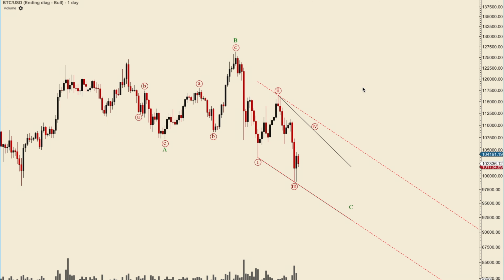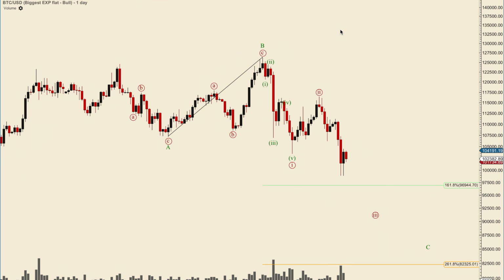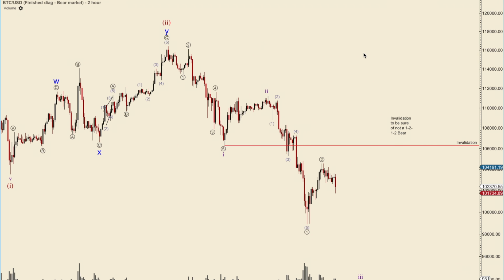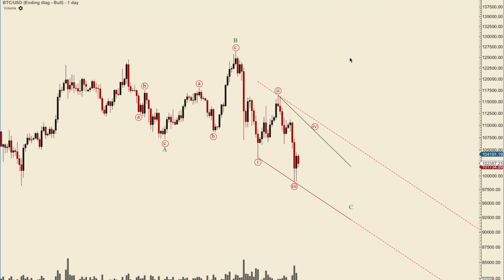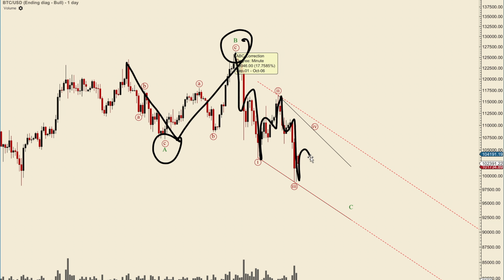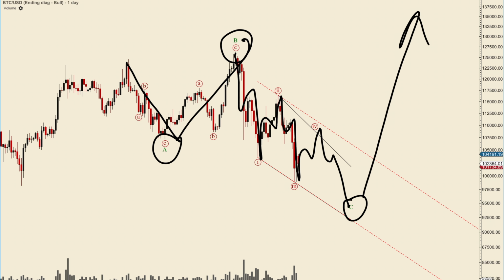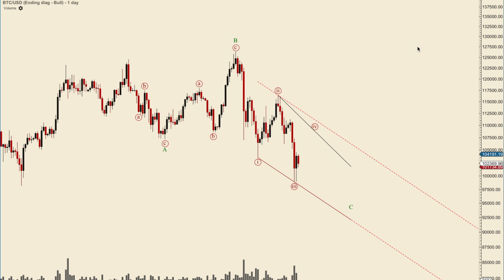And the last scenario for the bulls is an ending diagonal. This is similar to the flat scenario, but here the ending diagonal is finishing a little bit earlier. So here we have a wave A, wave B, and now we have a diagonal, 1, 2, 3, 4, 5 into finishing wave C, and then we move up. So this is also a corrective structure.